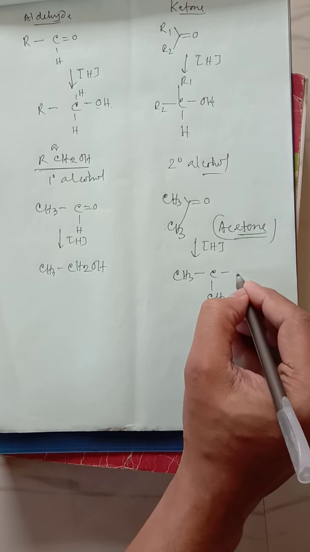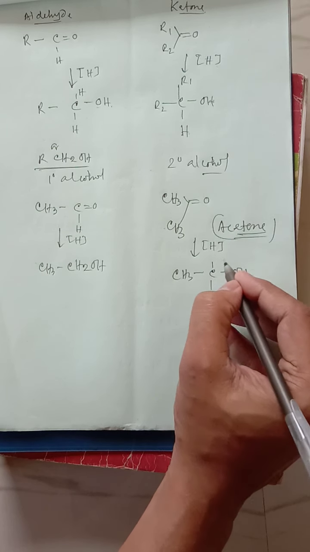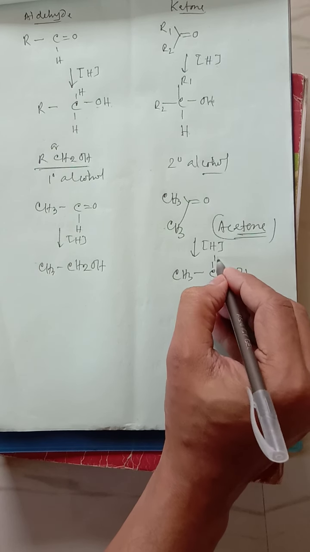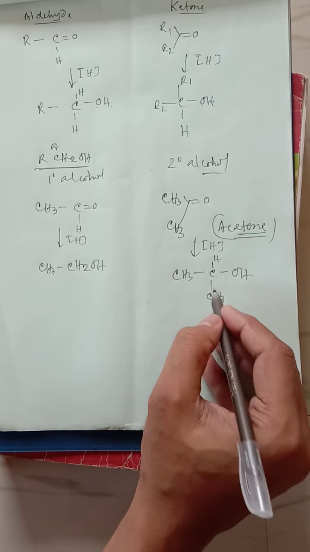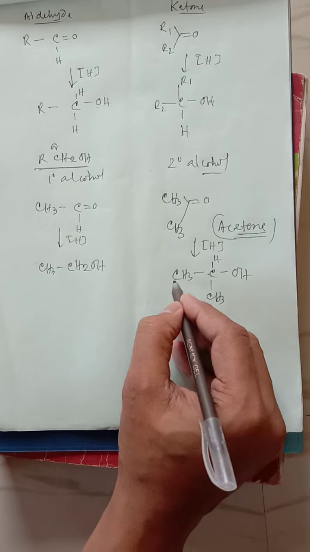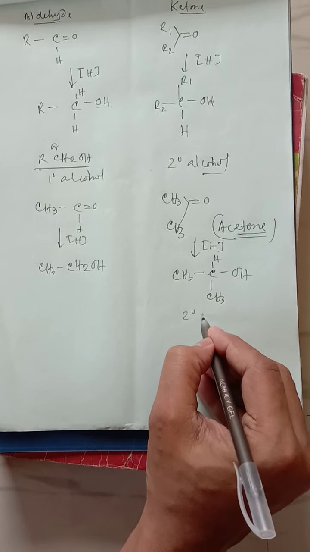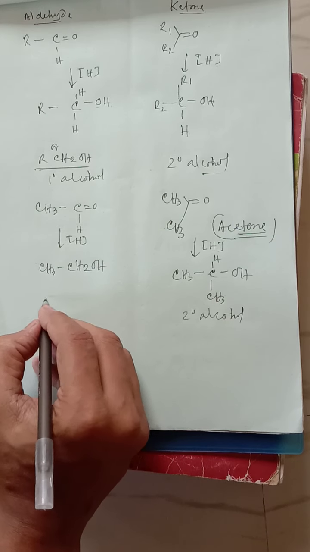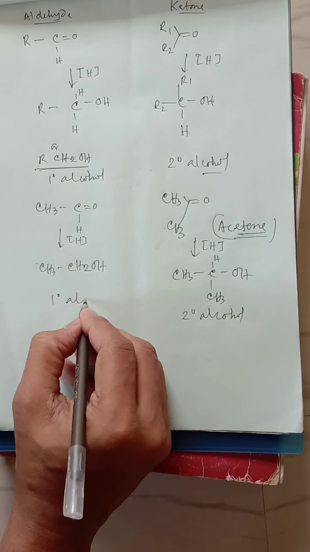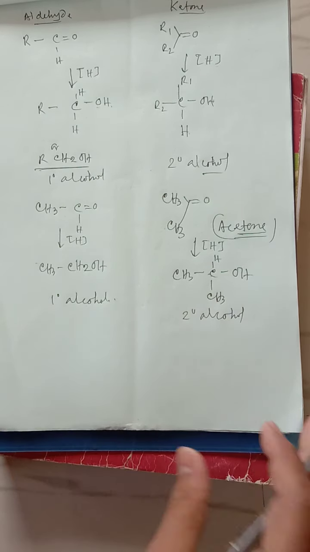So whatever the product will be like that. Initially whatever they are, keep it the same, and what will happen here, another hydrogen will be attached. So this product has been formed. So this is the final product. So now it is clear. This carbon is attached with 2 carbons. It is 2 degree. It is a 2 degree alcohol, whereas the previous one was a 1 degree alcohol. So I think it's clear now.